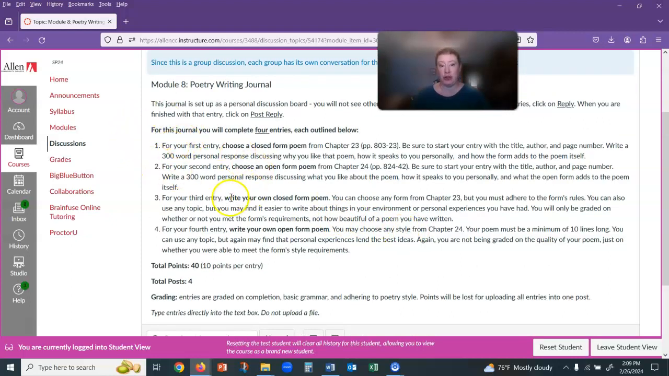open form. So for the first 2 entries, you're going to choose a closed form poem and an open form poem, and in separate entries tell me the title and author and just a short paragraph discussing why you liked that poem, how it spoke to you, what you think it means, just a personal response. These are the types of entries where I'm not expecting your grammar to be perfect. I just need to be able to read what you've written. So just basic grammar stuff. But really how you put it together as personal responses is up to you.